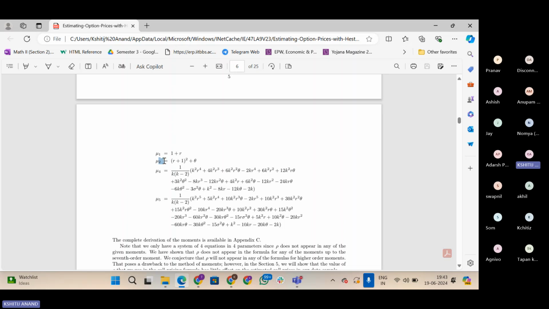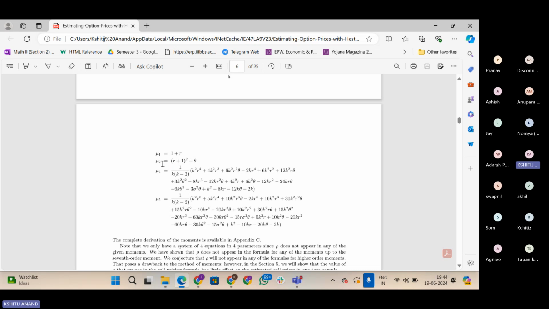We know mu2. How do we get mu2? Mu2 is the second moment of q, right? Once we know mu2, we know the value of r plus 1 square plus theta. We already know the value of r, so from here we know the value of theta. Similarly, from these two equations, we get to know the value of k. And what is the fourth parameter? R, theta, k, and sigma. So r, theta, k, and sigma, we get from here.